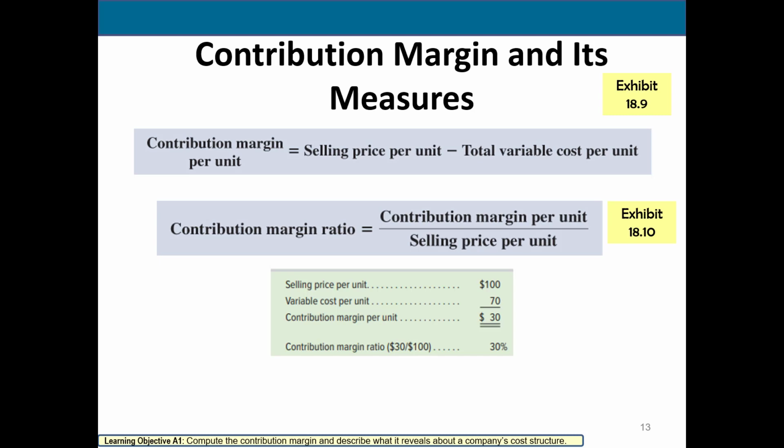So contribution margin is the amount by which a product's unit selling price exceeds its variable cost per unit. And you can see the example here. We have a selling price of $100, variable cost of $70. So the contribution margin per unit is 100 minus 70. The contribution margin ratio is the $30 divided by 100, which is 30%.